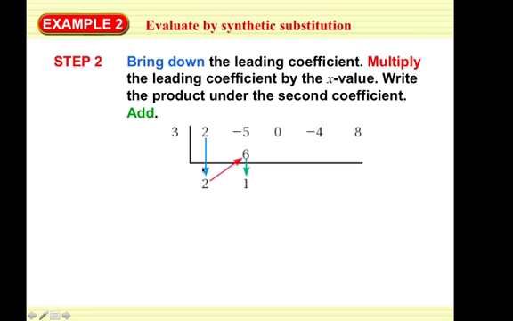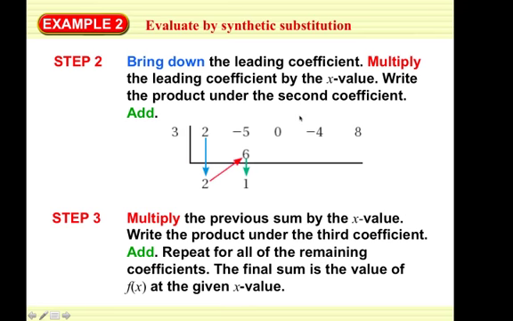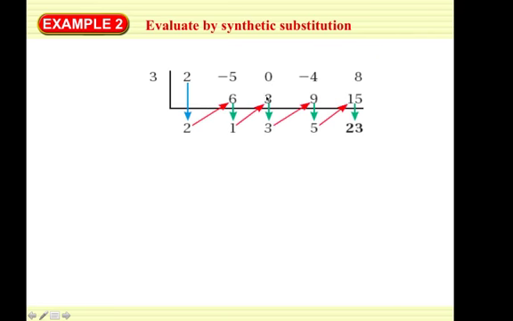You take the leading coefficient and you multiply by the x value. So you're going to do 2 times 3 is 6, and then you add down the column. -5 plus 6 is 1. Whatever number you have down here on the bottom then gets multiplied by the x value, the 3. So 1 gets multiplied by 3, and it's going to go underneath the 0. Then you do 0 plus 3 is 3, and then 3 times 3 is 9, and you write it here.